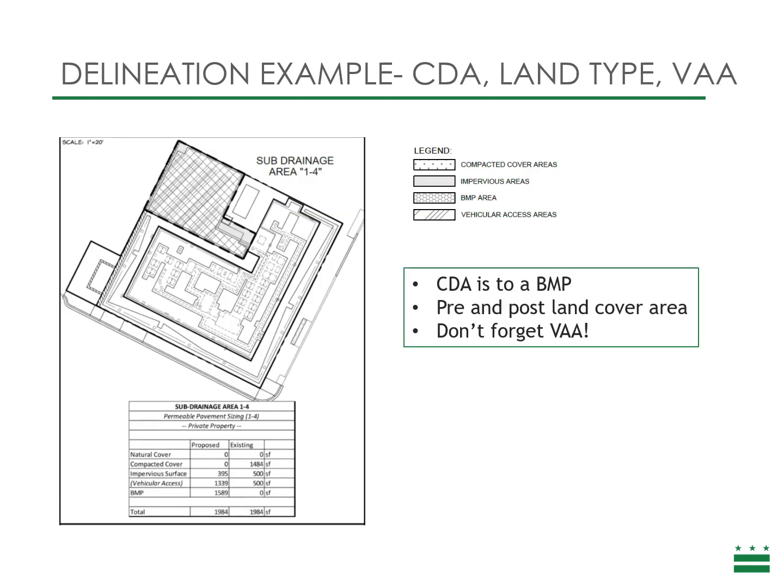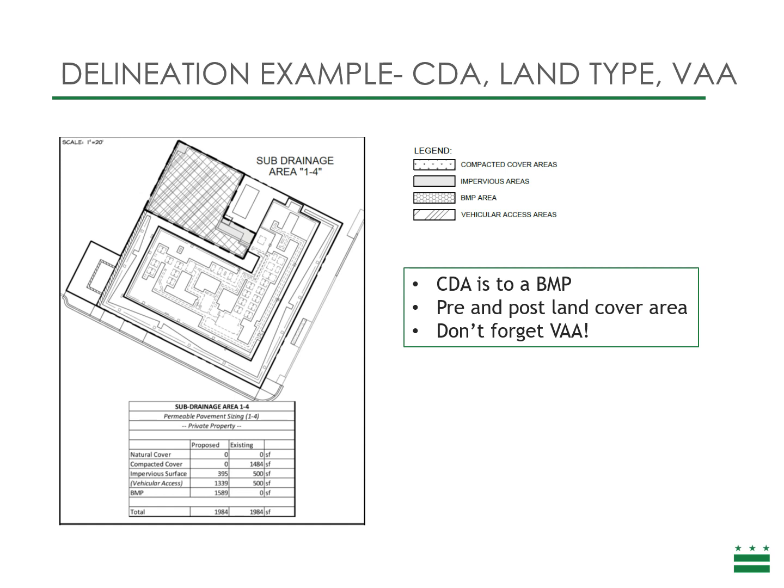For this next example, we are looking at delineations for contributing drainage area, land cover type, and vehicular access area. Now, contributing drainage area is the area that goes into a BMP. This designer chose to show a view that only includes contributing drainage area, land type, and vehicular access area, which is very helpful for a plan reviewer.